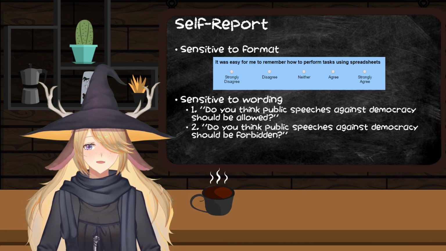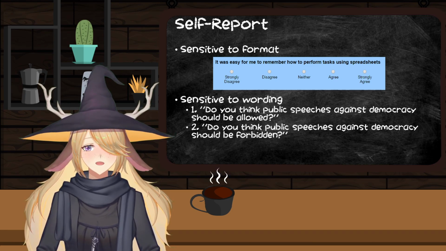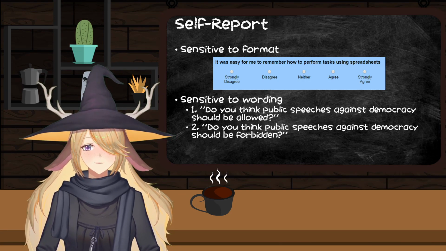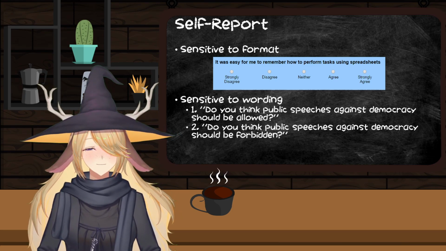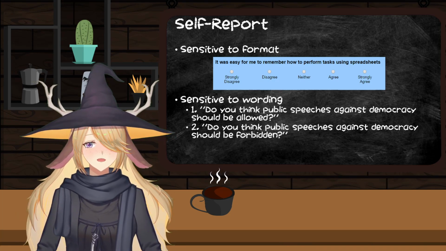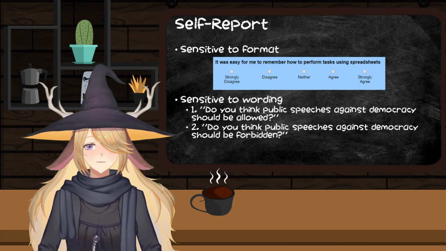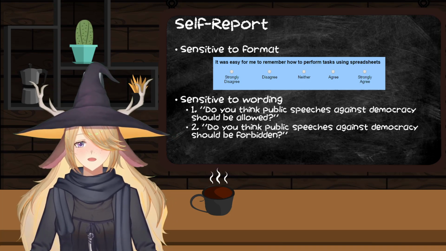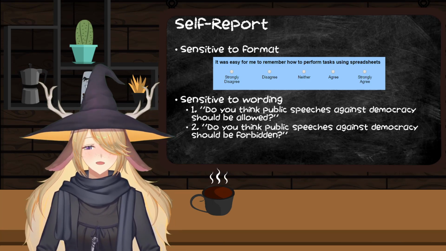There's also a factor of being sensitive to wording. For example, if I say, do you think public speeches against democracy should be allowed? That's a question about approval of public speeches against democracy. But if I say, do you think public speeches against democracy should be forbidden? Same underlying question. But by framing it as allowed versus forbidden, it turns out people robustly give different answers, even though these are ostensibly the same question. It's all a matter of framing, and framing effects are very prolific in affecting how we think about things.